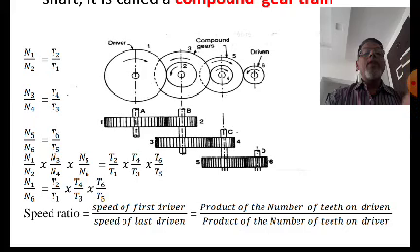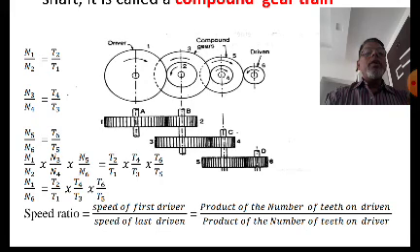So N5 by N6 is equal to T6 by T5. Now if we take the product of all these three, then N1 by N2 into N3 by N4 into N5 by N6 is equal to T2 by T1 into T4 by T3 into T6 by T5.